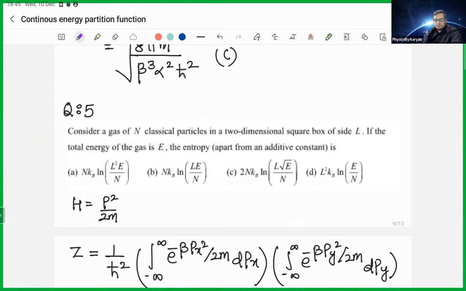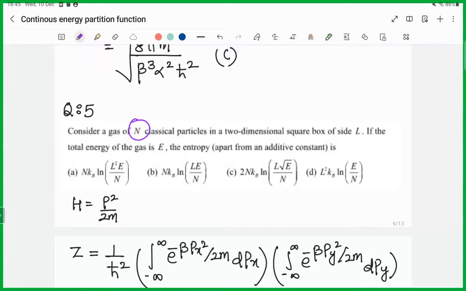This one we can do. Consider n classical particles, N particles हैं in a two-dimensional box है. Box means what is the potential energy? What is the potential energy inside a box? 0. Inside a well, inside a box, inside these things, the potential energy is 0.